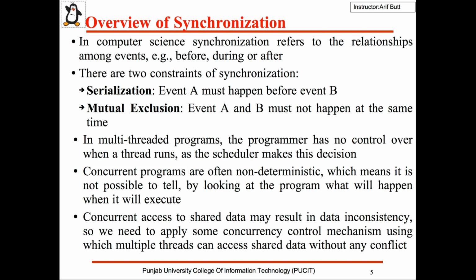In multi-threaded programs, the programmer has no control over when a thread runs, as the scheduler makes this decision. So concurrent access to shared data may result in data inconsistency. And we need to apply some concurrency control mechanisms using which multiple threads can access shared data without any conflict. Let us see an example of data corruption.